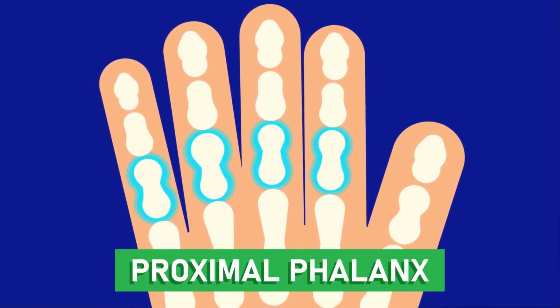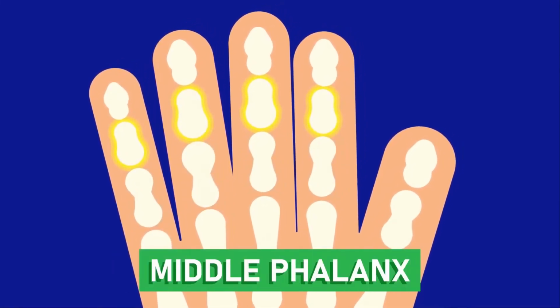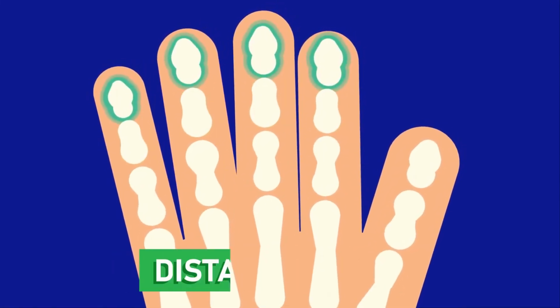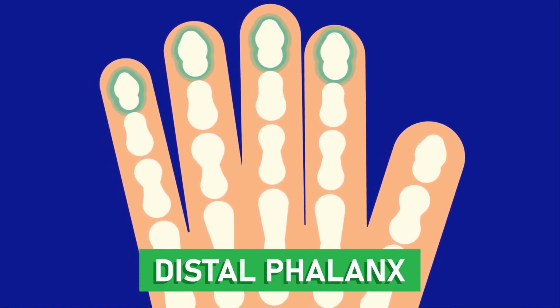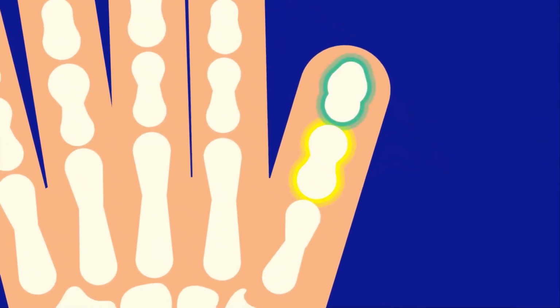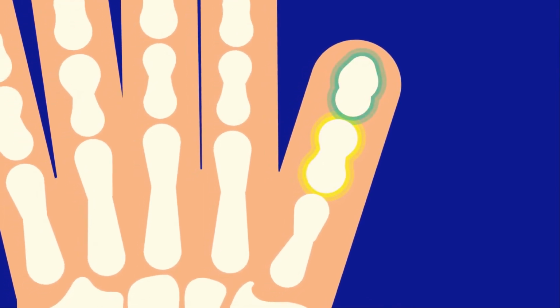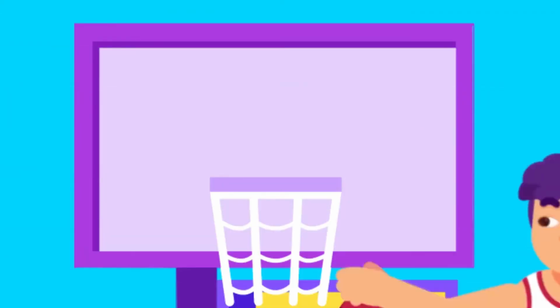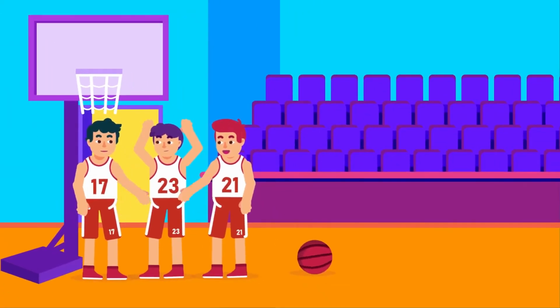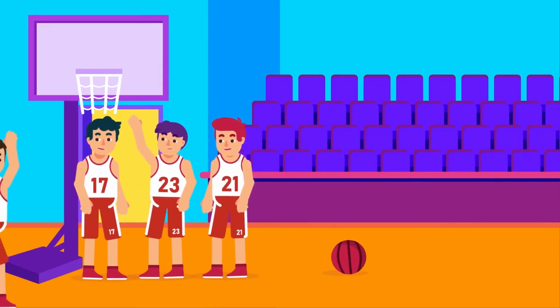The proximal phalanx, which joins our knuckle, the middle phalanx, and the distal phalanx, which is the bone in our fingertip. The thumb has 2 phalanges, so sometimes it is not considered a true finger. Therefore, you may have 8 fingers and 2 thumbs, or 10 fingers, depending on how you look at it.